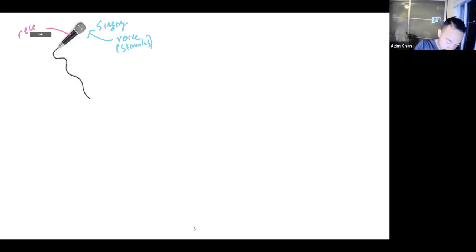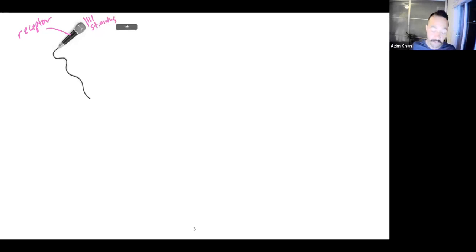The best analogy that I can give of this is how we sing into a karaoke microphone. So let's say you're singing into a microphone. If you're singing, that means your voice is the stimulus. Your voice goes and it's picked up by that microphone. That microphone acts as a receptor. Let me simplify this. The stimulus is your voice. The microphone acts as a receptor.